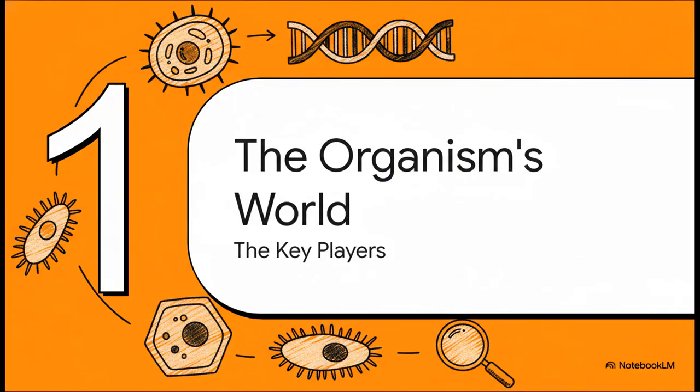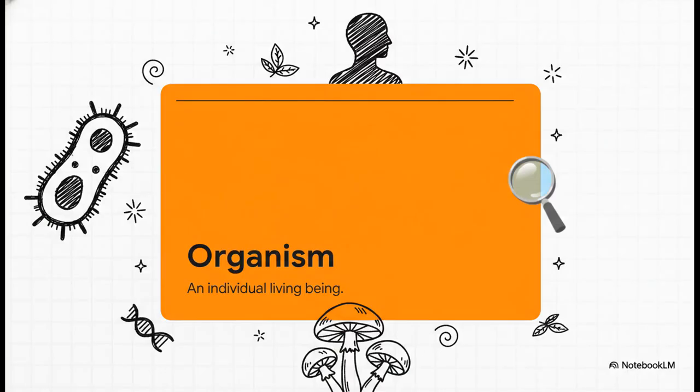All right, first things first, we've got to get our terms straight. To really get the big picture, we have to start with the smallest, most fundamental building blocks of ecology. And it all begins right here, with our main character, the organism. This is ground zero. It's the fundamental unit, a single individual living being. Could be a tiny bacterium, a giant mushroom, or, well, you.